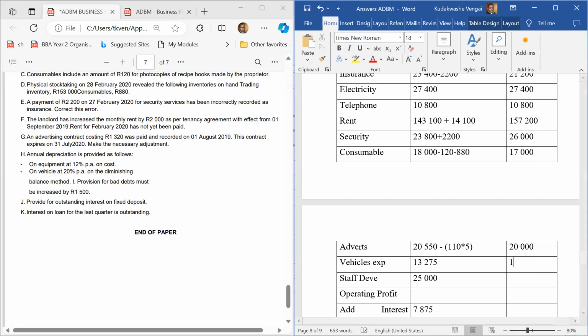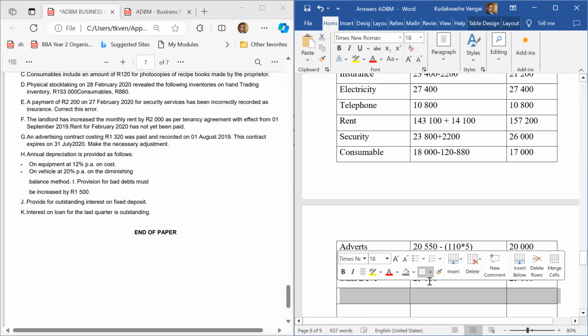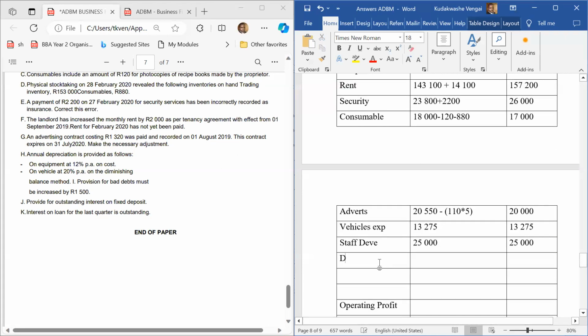And then this one, 13,275. This one, 25,000. And then we want to add a few expenses there. We've got depreciation, and then we've got provision for bad debts. All right, let's go through.